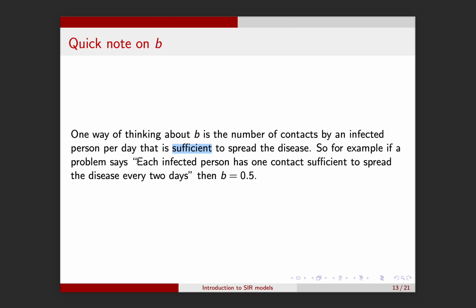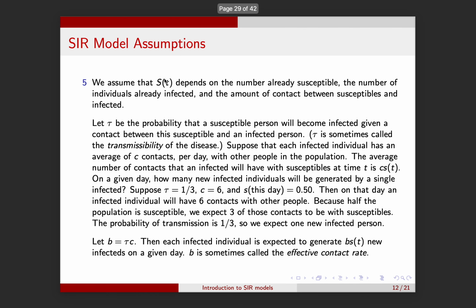So in terms of the homework, if you see this, each infected person has 1 contact sufficient to spread the disease every 2 days. That's 1 per 2 for a B value of a half. So you can just form that little fraction. Okay. So anyway, these are all the assumptions we have.